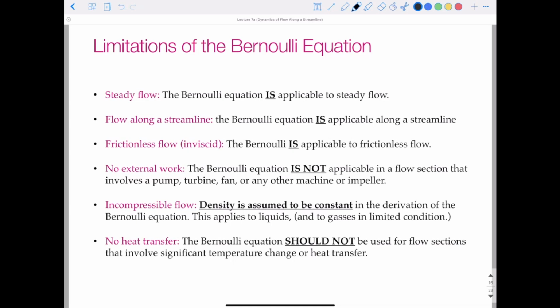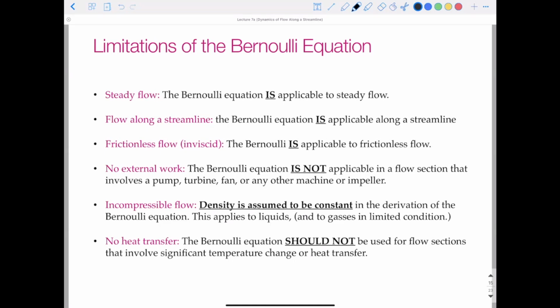Because we derived those equations for flow along a streamline, Bernoulli's equation is only applicable for flow along a streamline. So you can't take one point on one streamline and compare it to a point somewhere else in the flow that isn't on the same streamline, and Bernoulli's equation will not give you accurate results. We also have to assume that the flow is frictionless or inviscid. Because of the way we wrote the energy terms, we don't have any terms to account for losses due to friction. So as Bernoulli's equation is written so far, it is only valid for frictionless or inviscid flow.